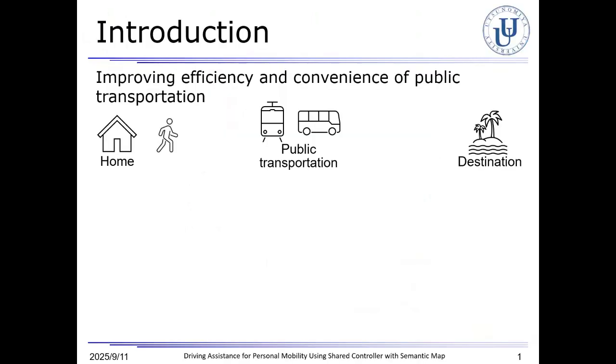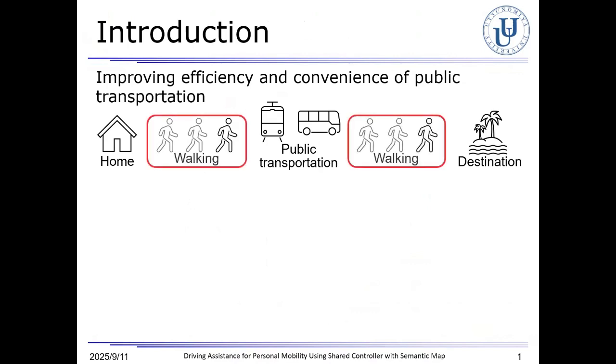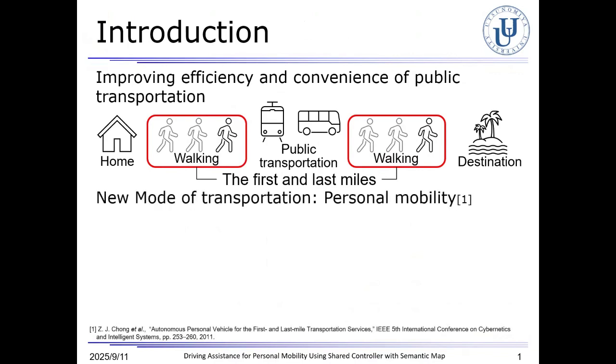The routes from home to the nearest bus stop or train station, and from the station to the destination, are often not covered by public transportation. These are commonly referred to as the first and last miles. In recent years, personal mobility has attracted attention as a new mode of transportation for these segments.